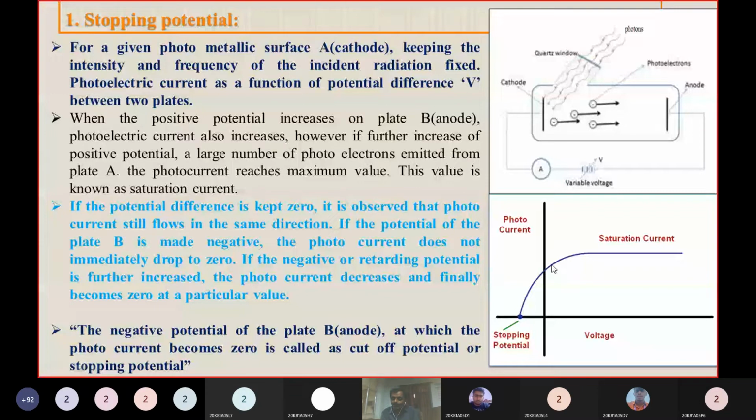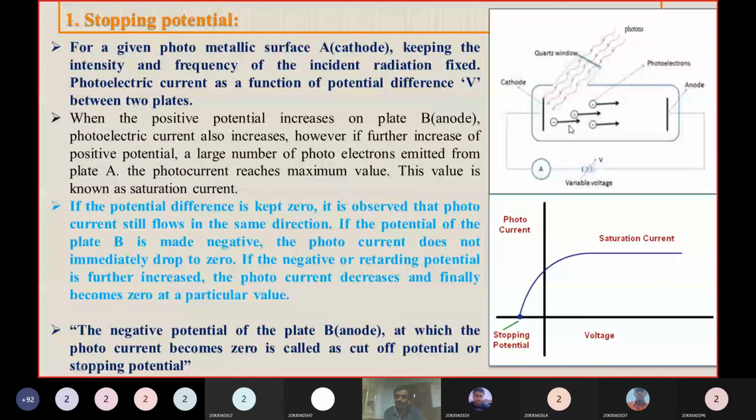So up to a particular value of the potential, the photocurrent increases. If you increase the voltage further, the current does not increase. It becomes saturated. What is the reason? Can anyone explain? If you increase the voltage, the current is saturated and becomes constant. So what is the reason here?